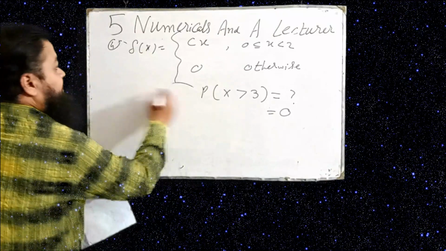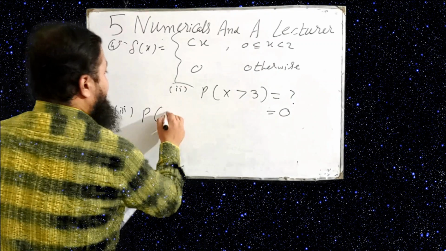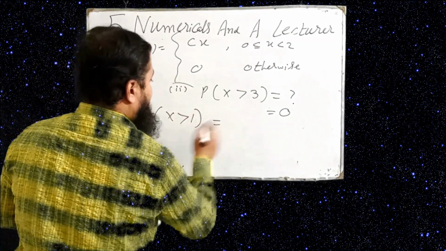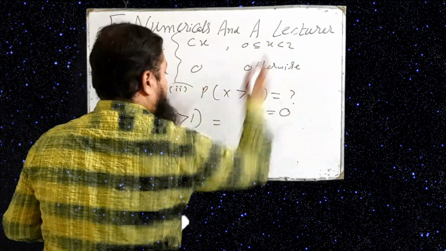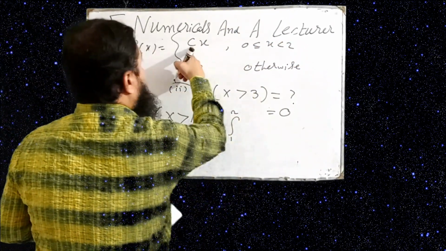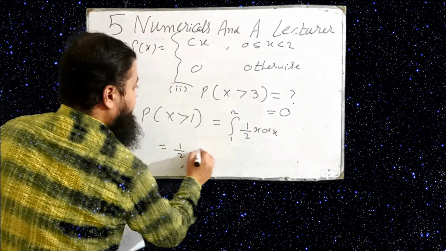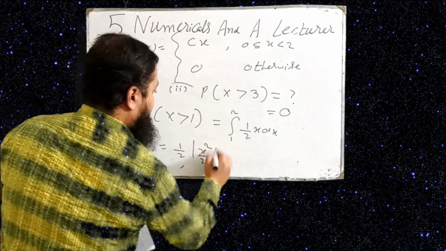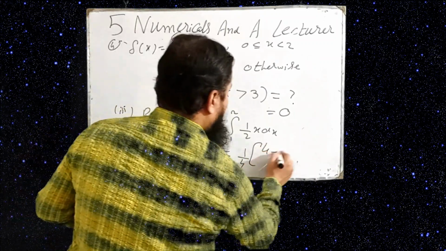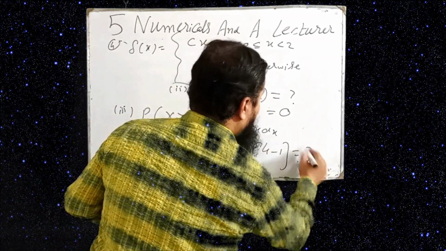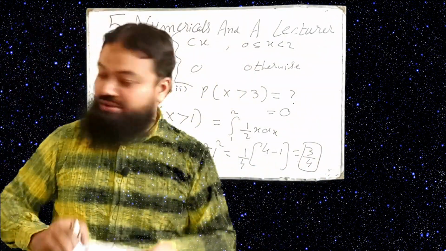Another part, that is second part, and that is third part also we have. Find the probability x greater than 1. A very important one. x greater than 1 means 1 to the highest value of the interval, 1 to 2. And what is the value of c? It is 1 over 2. 1 over 2 outside, x square over 2, 2 to the 1. Just put the values. 4 minus 1, and that will be 3 by 4. The last answer is 3 by 4. A very important question.